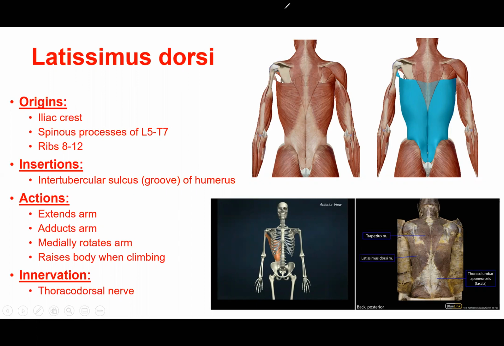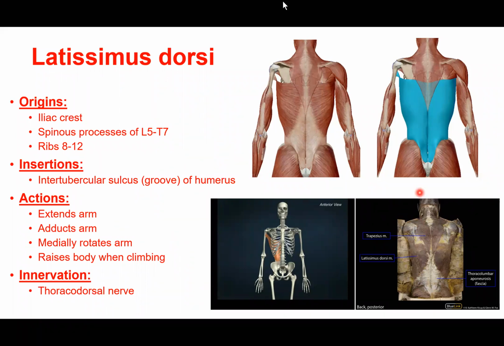As for actions, it's going to extend the arm, adduct the arm, medially rotate the arm, and also helps to raise your body whenever you're climbing. And it's innervated by the thoracodorsal nerve. So the latissimus is this one here, and as you see highlighted over on this side.